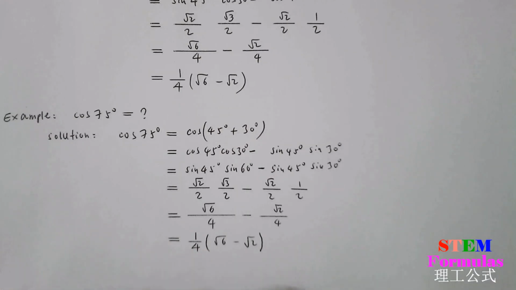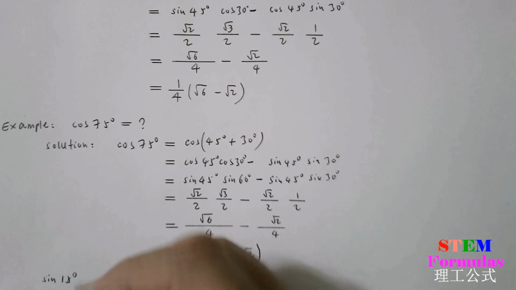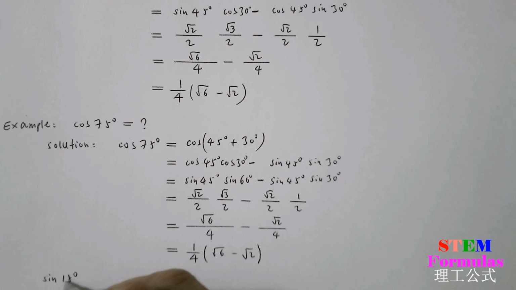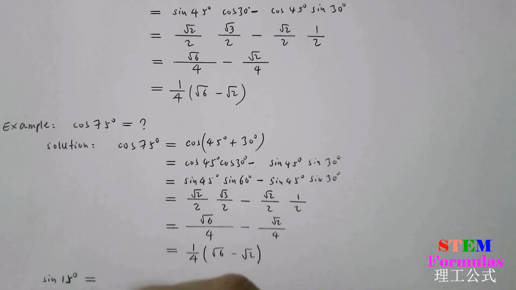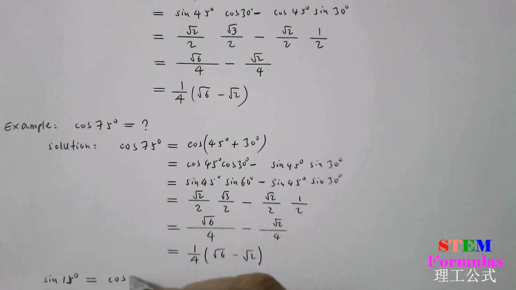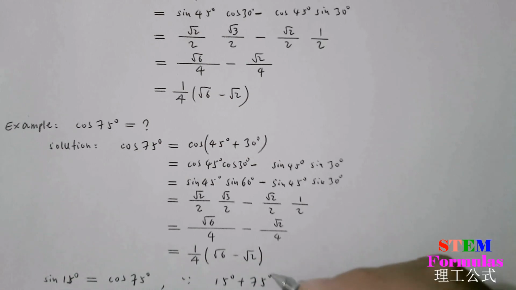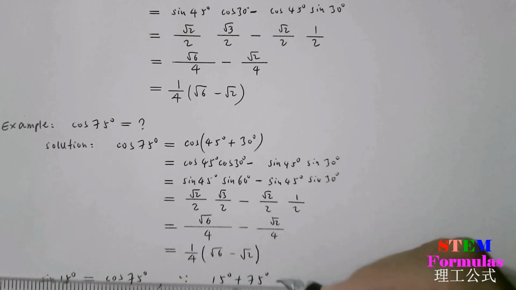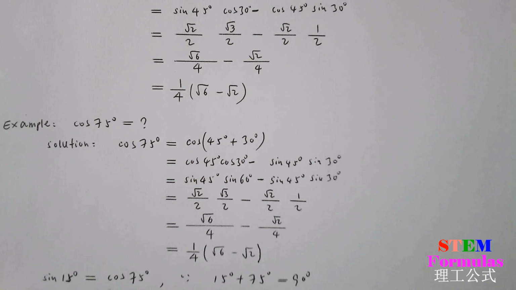And by the co-function property, therefore we verified sine 15 degrees equals cosine 75 degrees, because 15 degrees plus 75 degrees equals 90 degrees. So sine 15 is cosine 75.